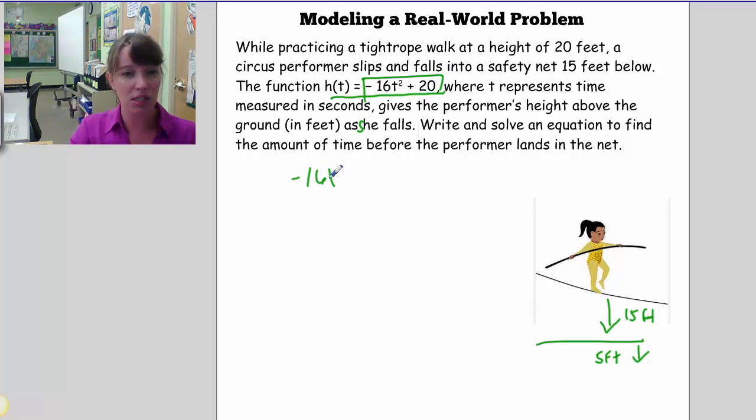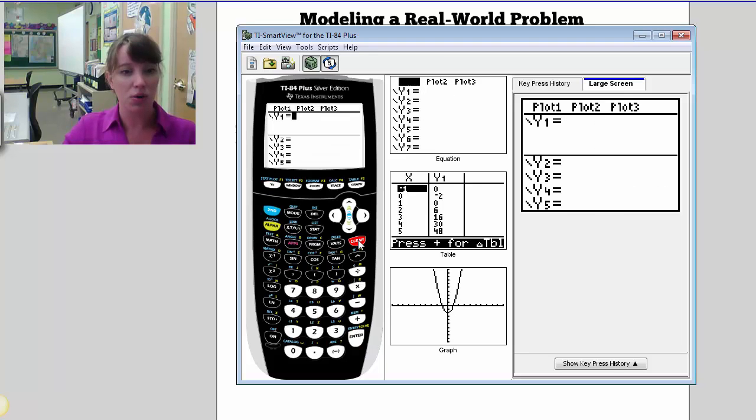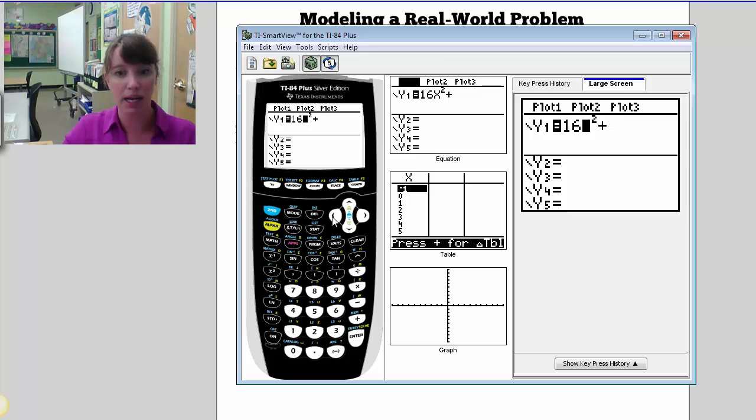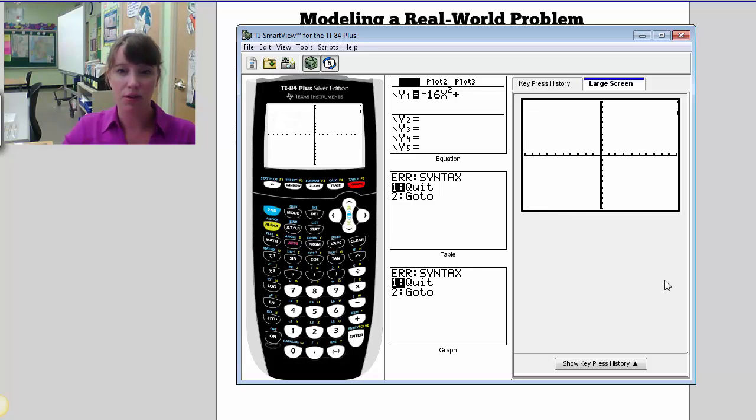So negative 16t squared plus 20 is at a height of 5. So let's go ahead and grab our calculator. And let's put in negative 16t squared, or x squared, plus... I don't think it got my negative. So here, to insert something, you go second delete, and that will insert. I want to put the negative there, plus 20, okay? Now I'm going to hit graph.